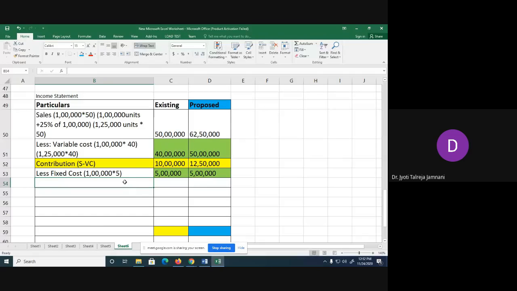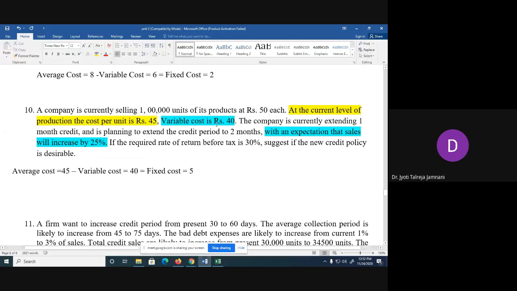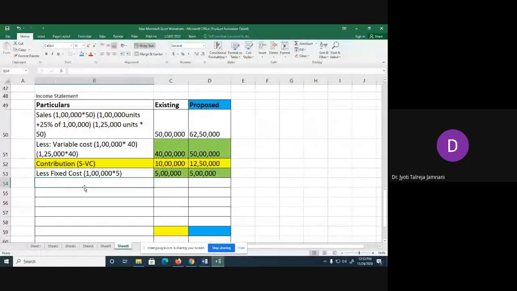Now what next we have to do? We have to search if there is any bad debt. So if we read it carefully, we didn't find any bad debt proportion. So there are no bad debts. We will minus contribution minus fixed cost to get the earning before tax. So 10 lakh minus 5 lakh is 5 lakh. 12 lakh 50,000 minus 5 lakh is 7 lakh 50,000.